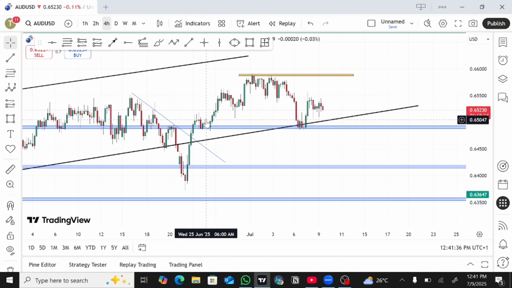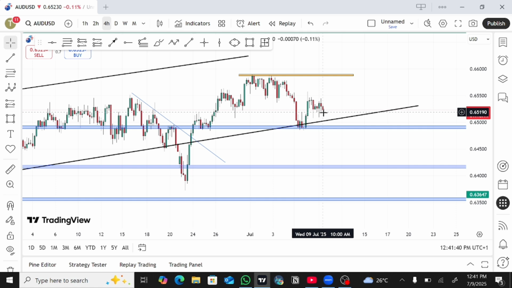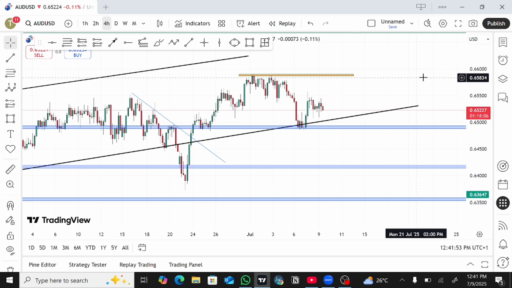And for those of you who don't know, I swing trade. Do you understand? So I take probably one or two trades a week. Probably in a month, I can take up to 5, 6 trades. You get? So I'm expecting the market to drop down and then push to the upside.